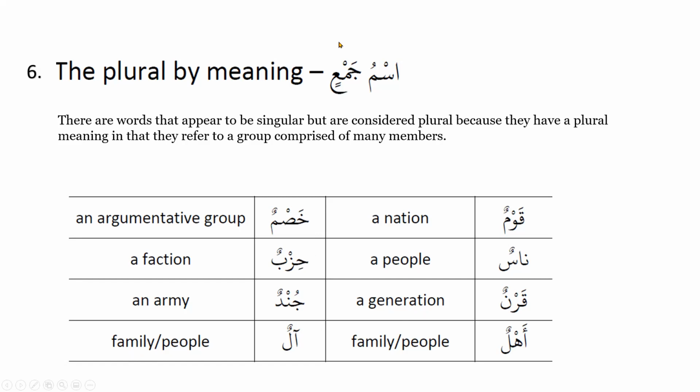Is human broken plural treated as singular too? Yes, human broken plural is also considered as singular, because sometimes they can be considered both, and as I said, in the Quran both have been mentioned. So here you can see that qawm, nas, qarn, ahl, khasm, hizbun, jundun, al, all of these are plural because of the meaning, and they are masculine. You can consider them masculine. No need to consider them feminine, because we don't know the singular part of them.